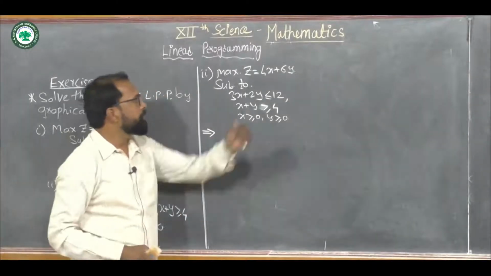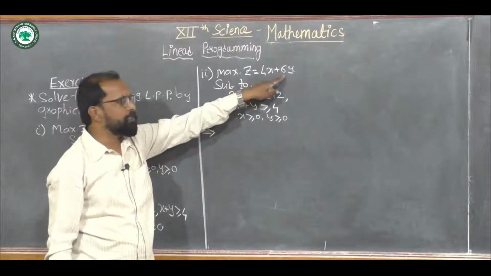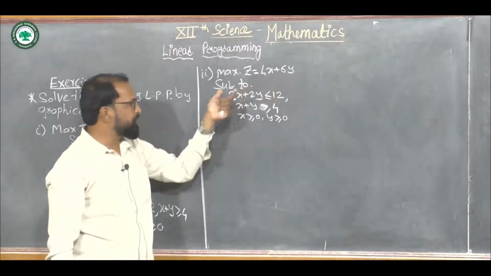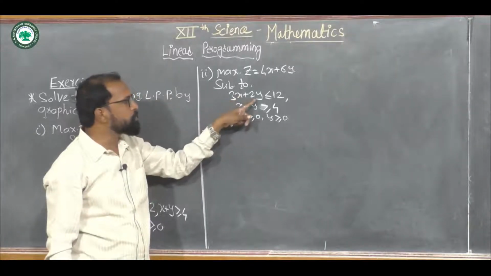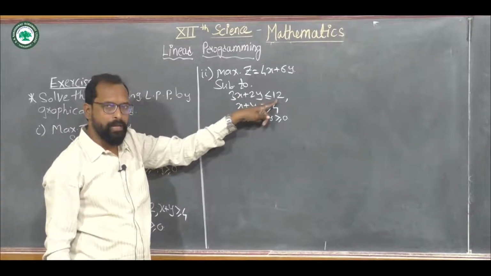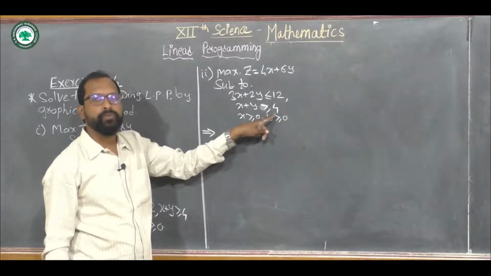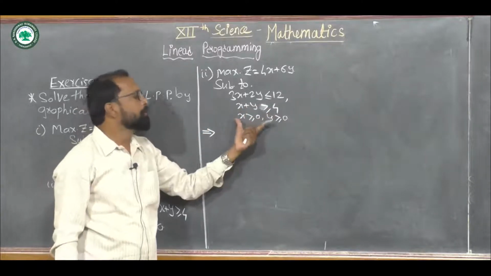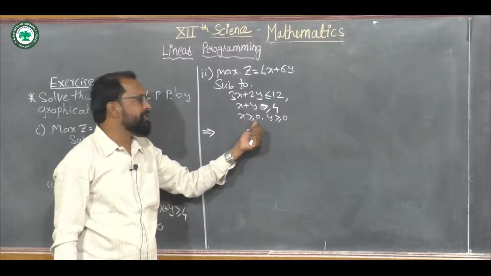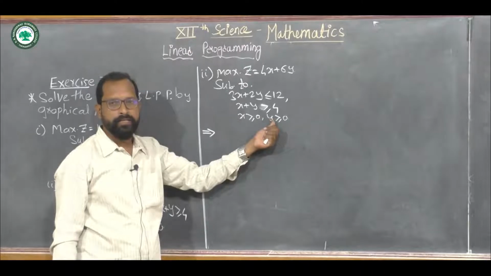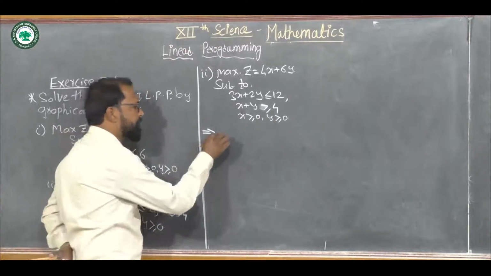Now see the next example. Max z equals 4x plus 6y, subject to the constraints, that is the conditions. 3x plus 2y is less than or equal to 12, and the second condition is x plus y is greater than or equal to 4. And obviously the non-negative constraints, that is x is greater than or equal to 0 and y is greater than or equal to 0. Now to find, first we find the feasible region.